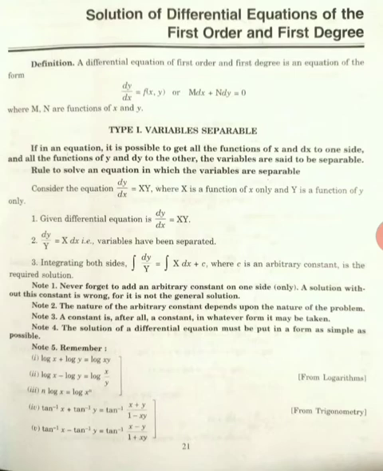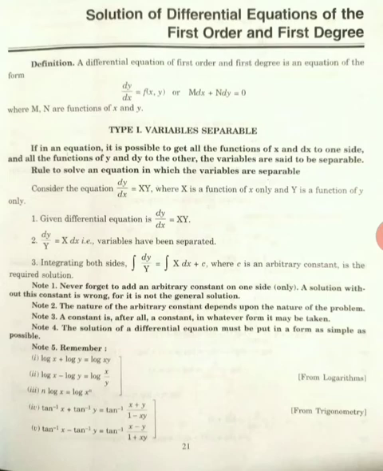Okay, that means we are solving the first order and first degree equation, so I am using two variables, x and y. That's why I am taking one variable on one side and the other variable on the other side. Okay, that is the variable separable method.